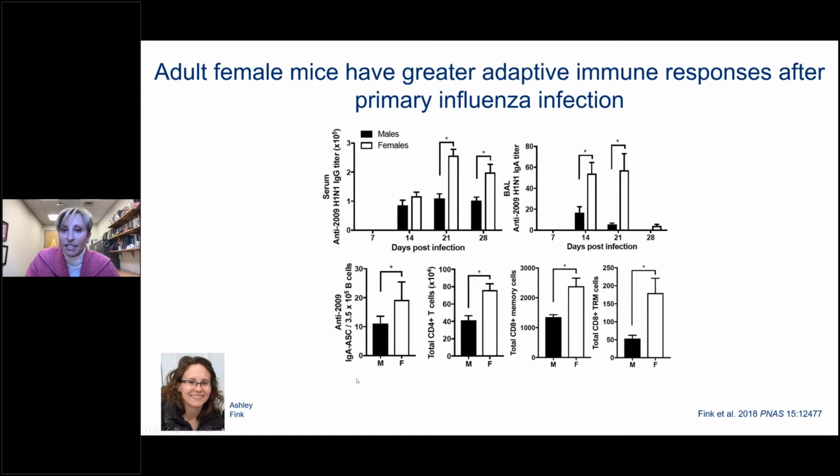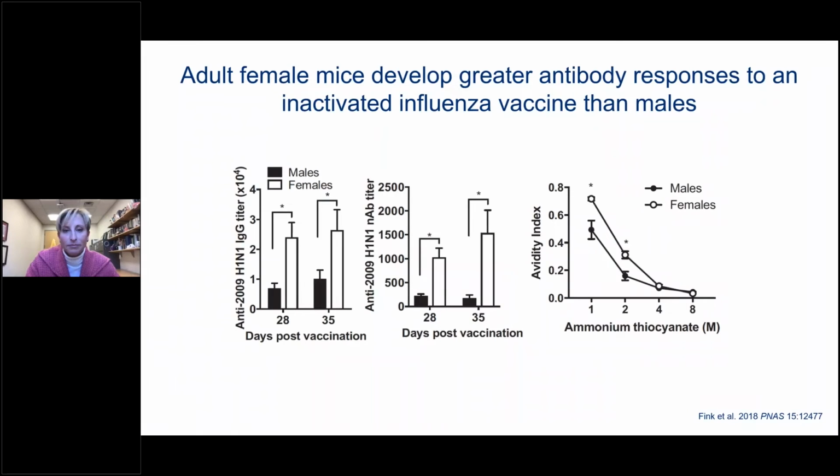And then in the lungs, they have more antibody secreting cells than males, more CD4 T cells, greater numbers of CD8 positive T cells, both virus specific, and here we're looking at memory, as well as resident memory T cells. So although females get sick in that primary infection, sicker than males, once they've recovered, they have greater immunity.